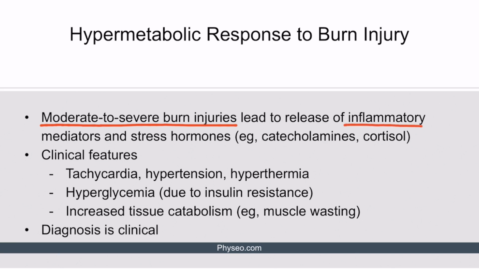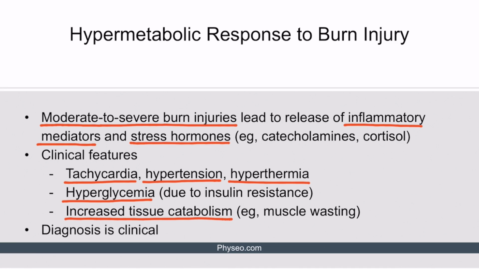Hypermetabolic response to burn injury occurs following moderate to severe burn injuries that lead to the release of inflammatory mediators and stress hormones, such as catecholamines or cortisol. The clinical features can be thought of as an out-of-proportion sympathetic response, and they include tachycardia, hypertension, hyperthermia, hyperglycemia, which occurs due to insulin resistance, and increased tissue catabolism, for example, muscle wasting.